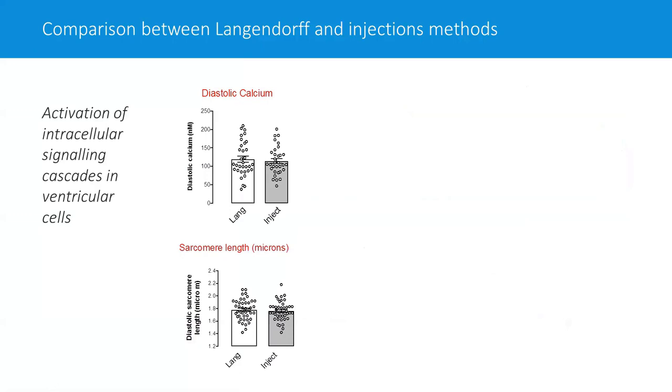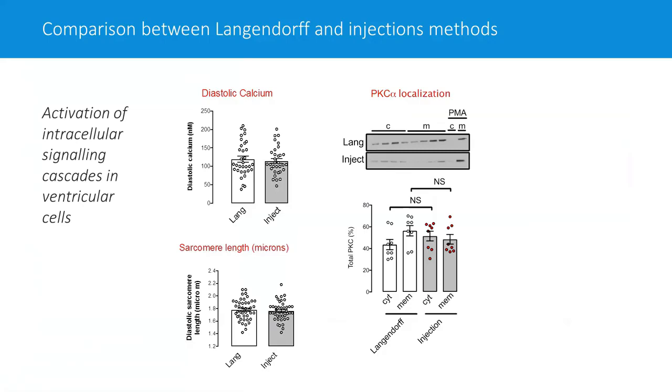We isolated cells using Langendorff and injection, and compared them for, in this case, their diastolic calcium, which seems to have been the same, as you can see in the top panel, between the Langendorff and injected. Langendorff is shown in white bars, whereas injection methods is shown in the gray bars. Also, there were no differences in diastolic sarcomere length.